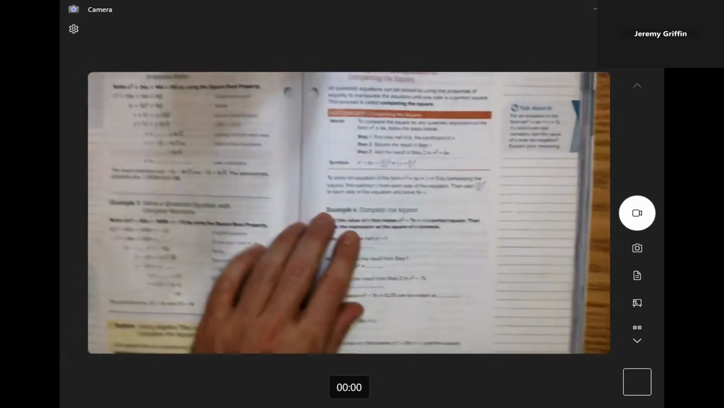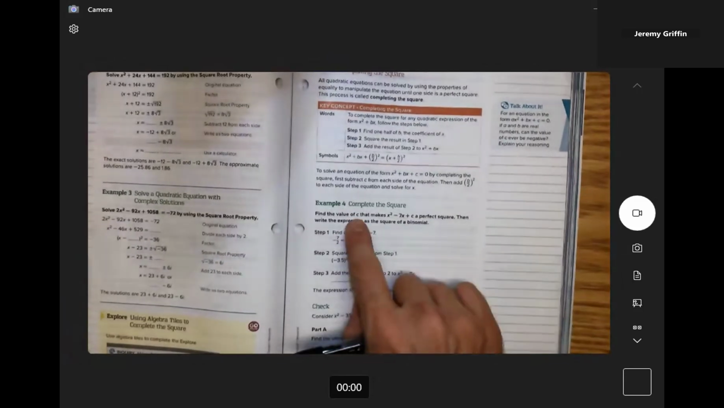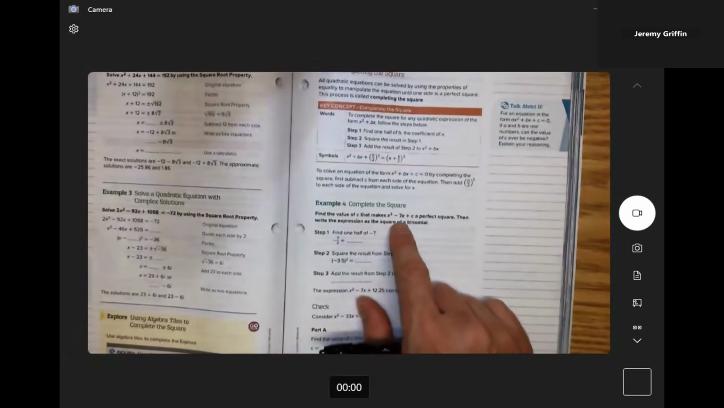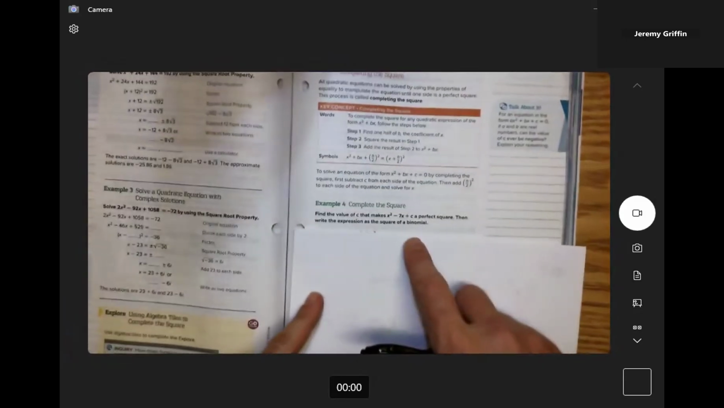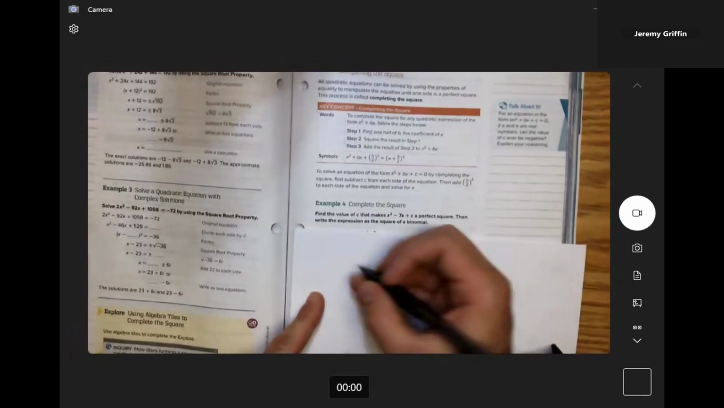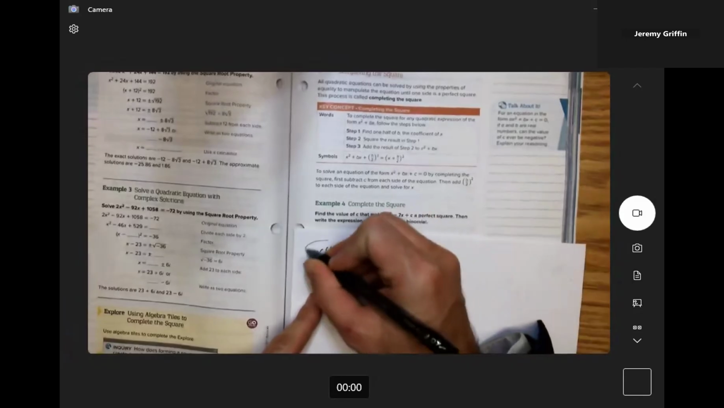What's next here? Example 4, completing the square. Find the value of c that makes x squared minus 7x plus c a perfect square. Then write the expression as the square of a binomial. It's a little creative maybe. Let's try this. Example 4.